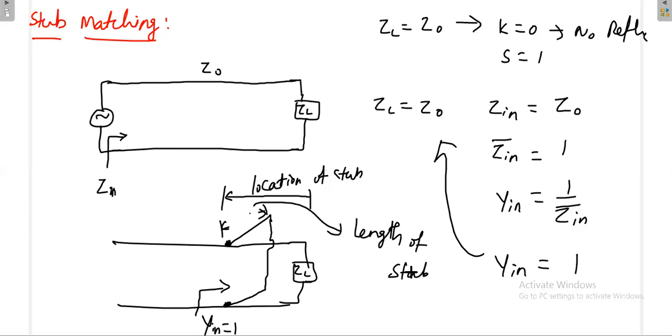Now what is the location of the stub from the load? Then what is the length of the stub? And very clear, we have taken the short circuit stub. You can also take an open circuit stub, but in general we take a short circuit stub. In general, ZL can be any value, R plus j omega L, or it can be G plus j omega C, as in the capacitance format, negative is also possible.